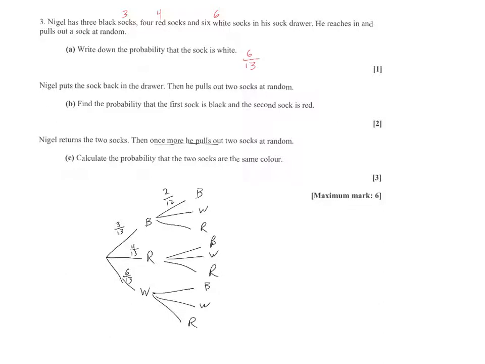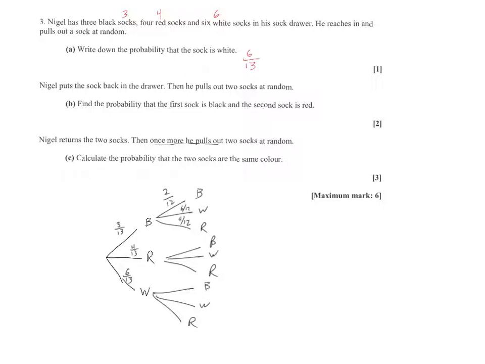The whites, there's still 6, so that would be 6 out of 12. And the reds, there should still be 4, so that would be 4 out of 12. And notice 6 plus 4 plus 2 adds up to 12, so that looks all right. And then we go on and fill out the next one.